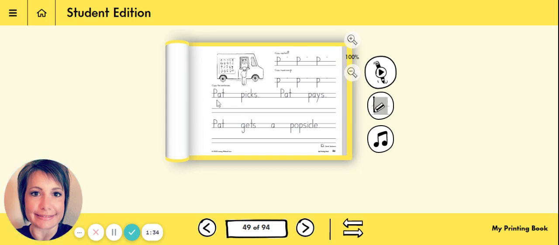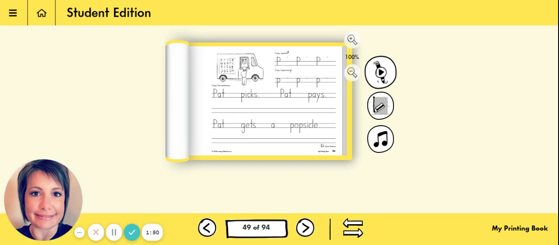The first sentence says, Pat picks. Pat pays. Pat gets a popsicle. Do you see lots of letter P's in these sentences?